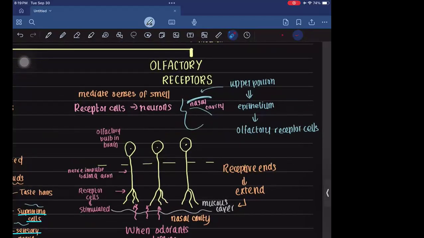So now see, this is your nasal cavity. Obviously, your nose is the one through which you will be smelling, right? So your nasal cavity is involved in the detection of smell. In the upper portion of your nasal cavity, the epithelium will be containing the olfactory receptor cells. So where will you have these olfactory receptor cells?